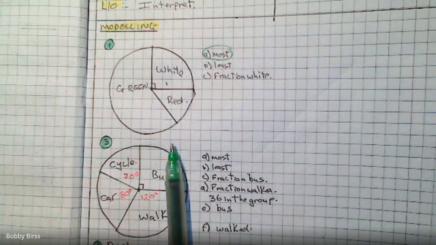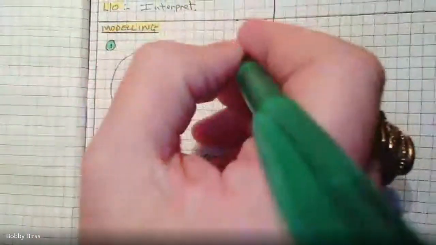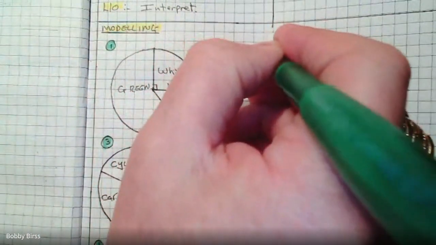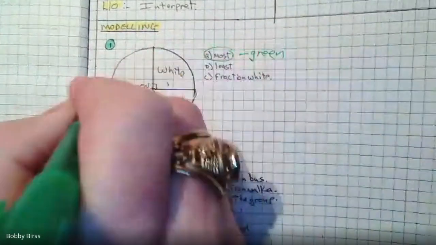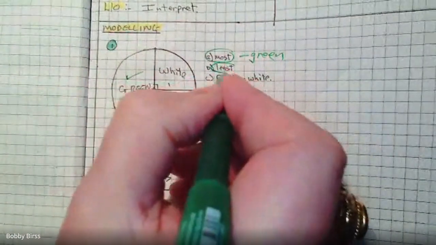Scott, Bobby, fantastic. It's green. Why is it green? Brilliant. Amy says green as well. So the idea is yes, it's green, and it's green because green is the biggest. Okay, which one is the least popular one?